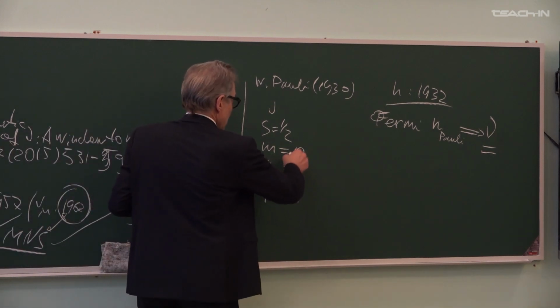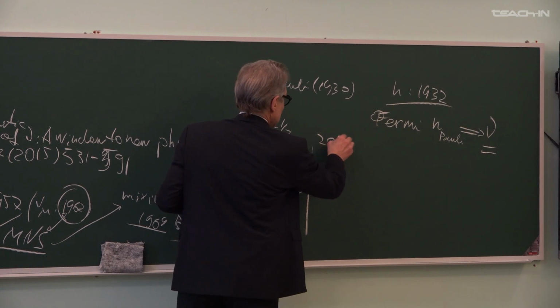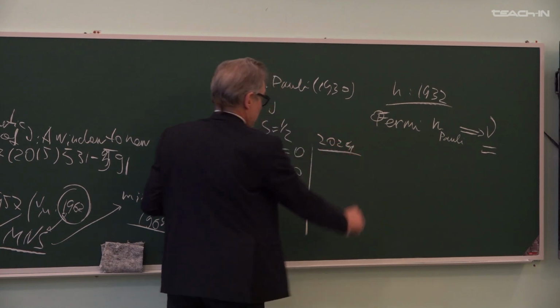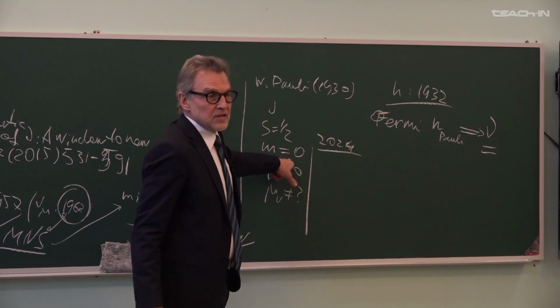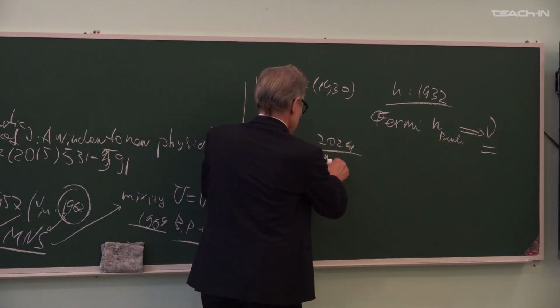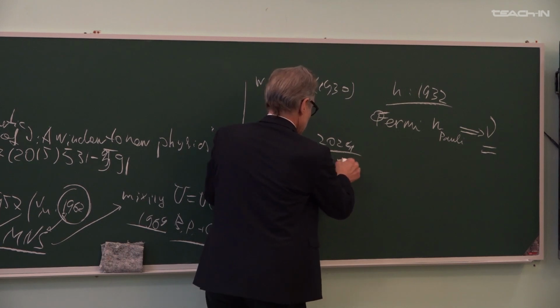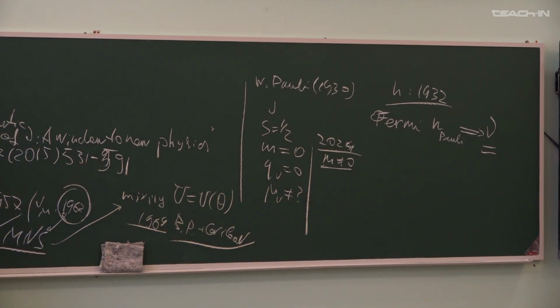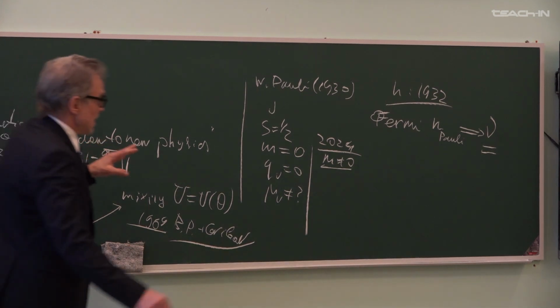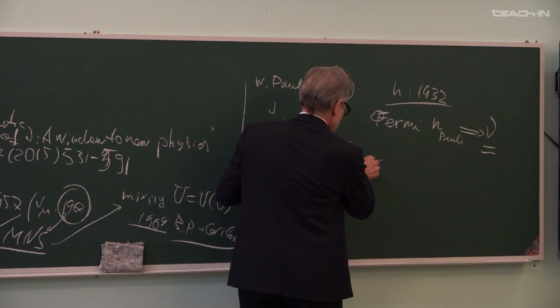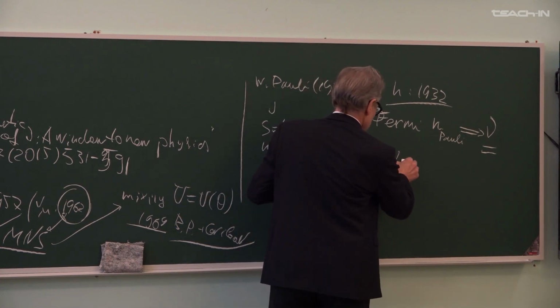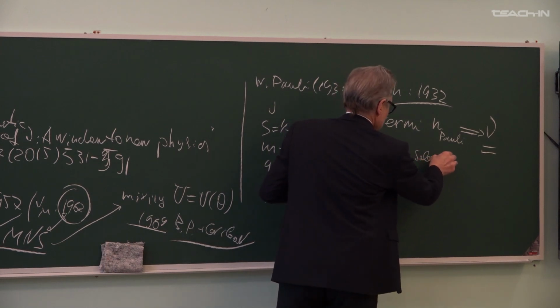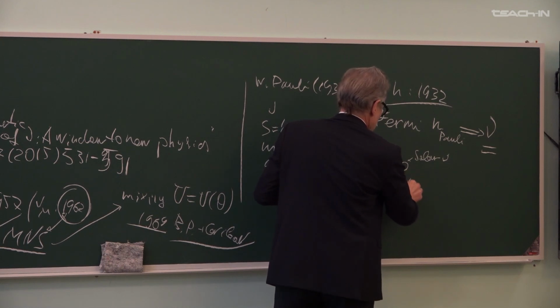Now, what is the present status of these properties of neutrinos? For sure, we know that the mass of neutrino is not 0. This comes from two sets of experiments of observing the fluxes of solar and atmospheric neutrinos. Neutrinos from the sun, solar neutrinos, and neutrinos from the atmosphere.